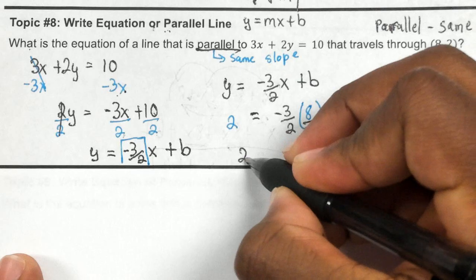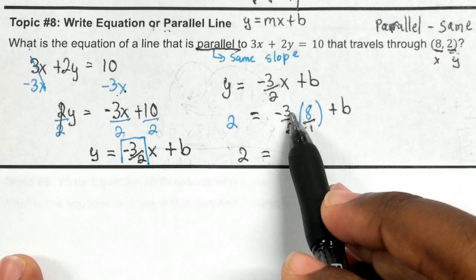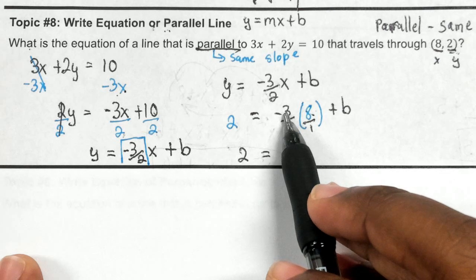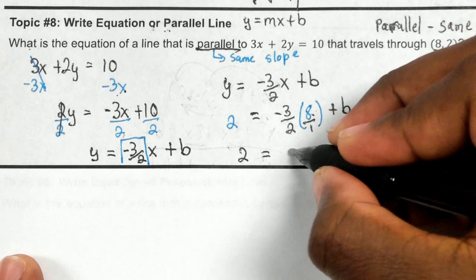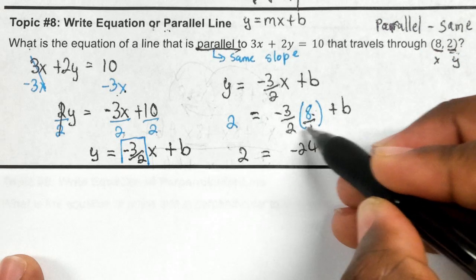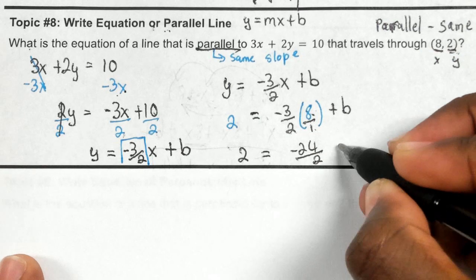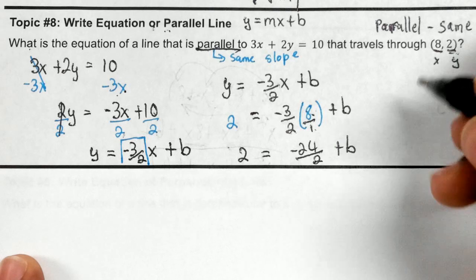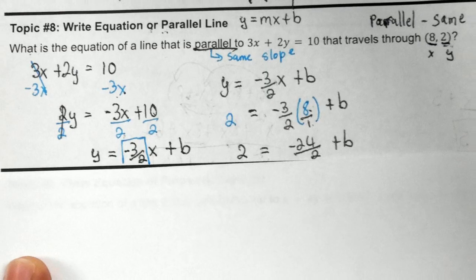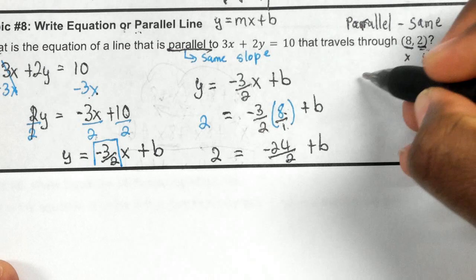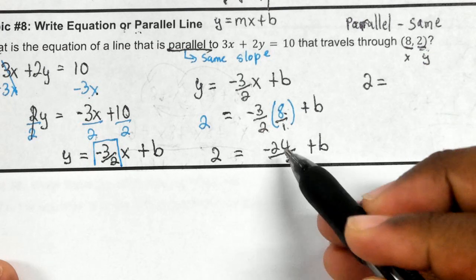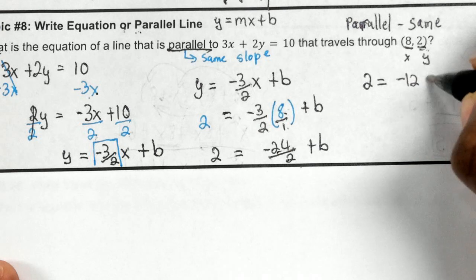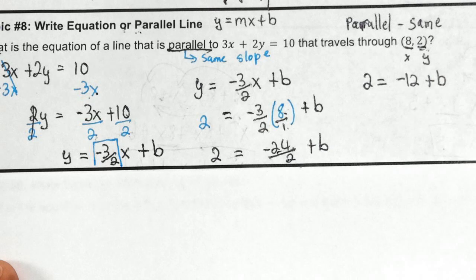Now I would have 2 is equal to, and I multiply these two numerators and then the denominators. Negative 3 times 8 is negative 24. 2 times 1 is 2. And then I bring down my plus b. Now when I calculate it, I end up having 2 is equal to negative 24 divided by 2, which is negative 12, and then I rewrite my plus b.